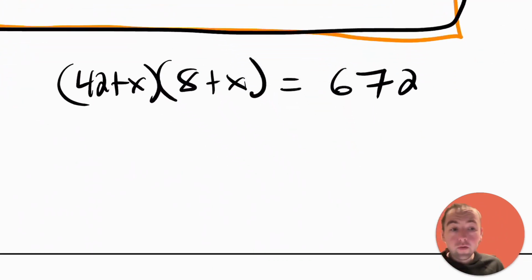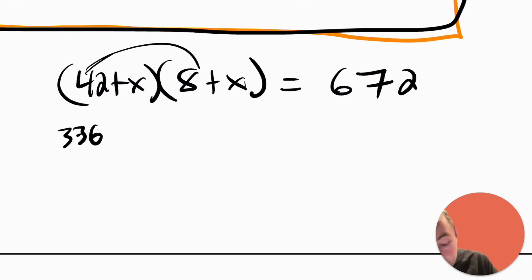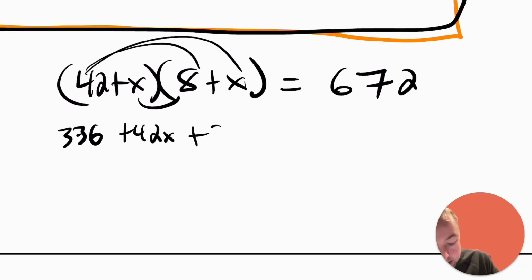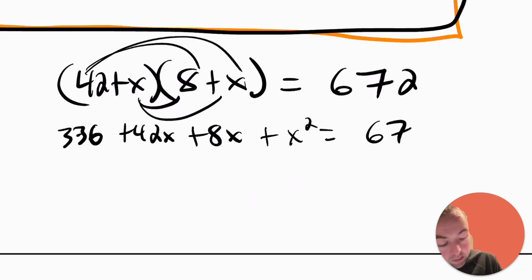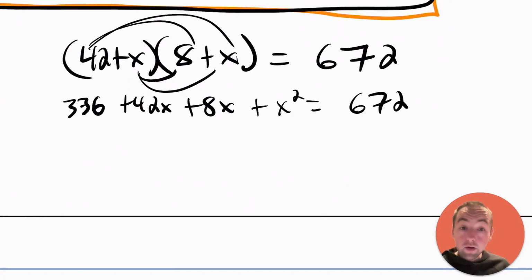So there's a little bit of foiling that we can do right here, right? So we can do 42 times 8, which will give you 336. And then 42 times x, which is plus 42x, and then x times 8, which is plus 8x, and then x times x, which is x squared. And that's equal to 672. All right, so we have a quadratic equation.